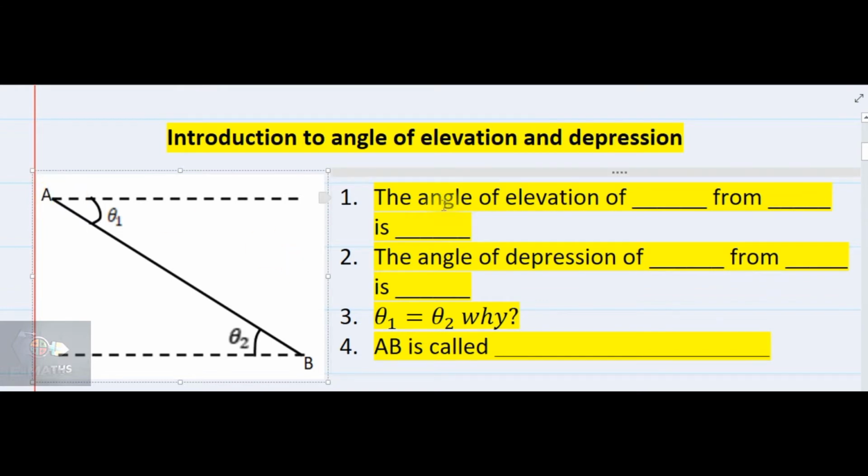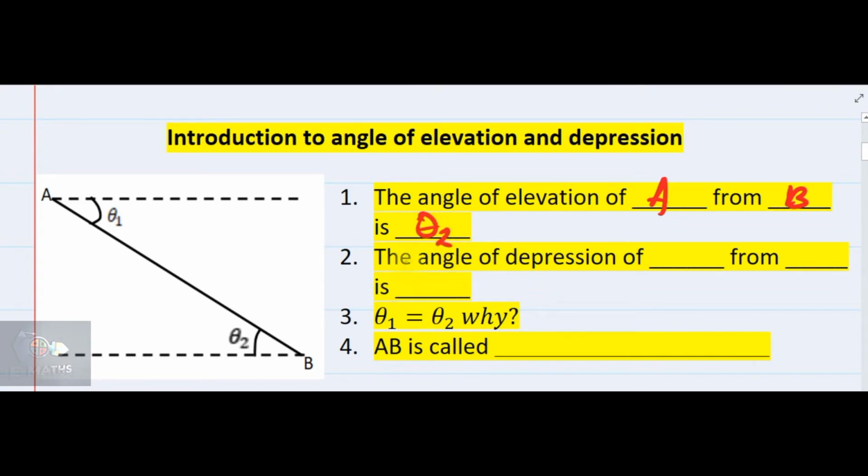So the angle of elevation, let's leave the first dash, from dash. From B we elevate, so the last dash here is B. The angle of elevation of B is A, and as you elevate, the angle increases, starting from 0 to theta 2. So this should be theta 2.